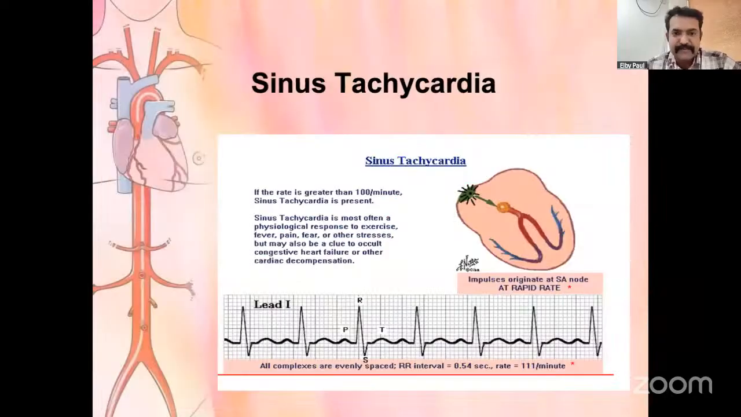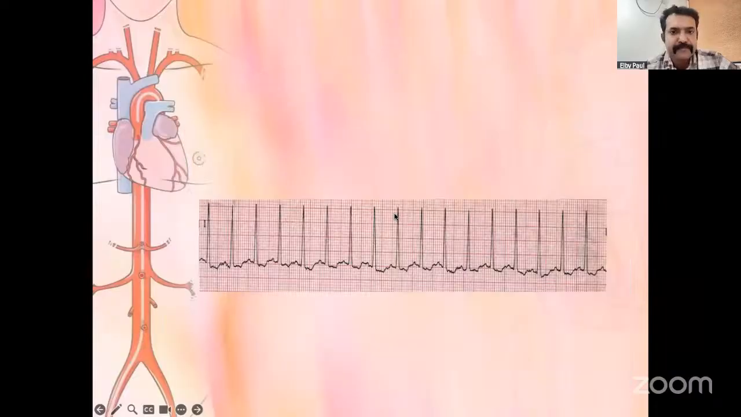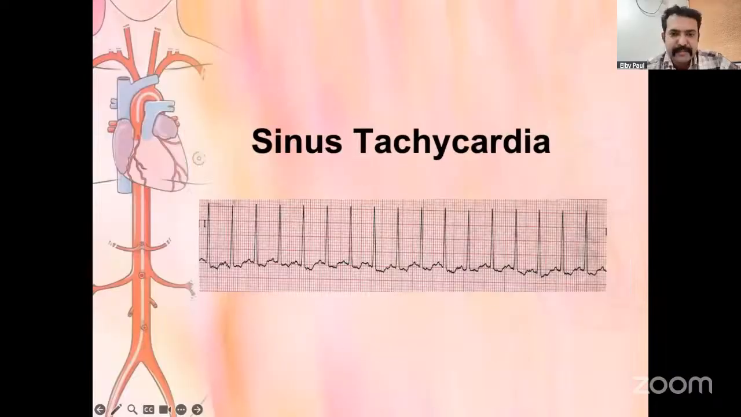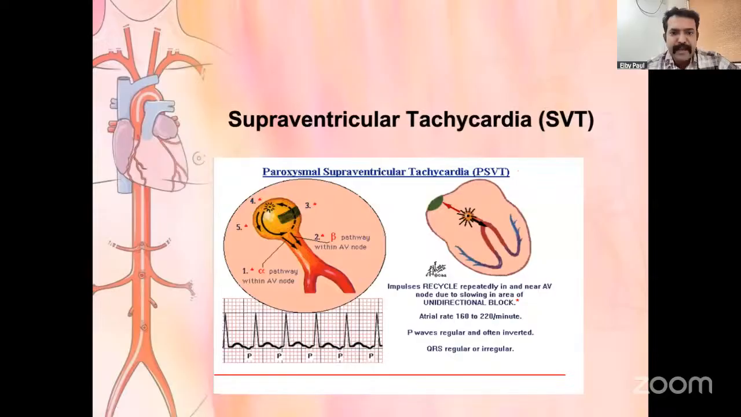See this sinus tachycardia. See the QRS complex: it is 2 small squares, so it's narrow. It's a normal thing. Next, it's regular. P is present, so we can say it's a sinus tachycardia. Next, SVT.